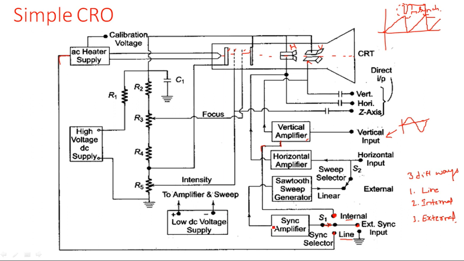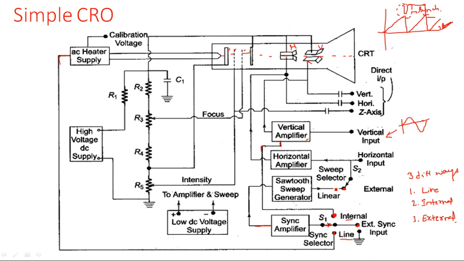The sync signal is passing through a sync amplifier. The output of this sync amplifier is given to the sawtooth waveform generator. This is the output of the sawtooth waveform generator, what I explained here. The output of this one is given to again a switch. Here the switch is used for the sweep selector. That means see here, there are two switches used. The sweep selector is one switch, another switch is the sync selector.